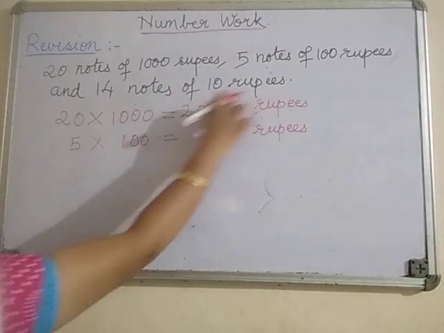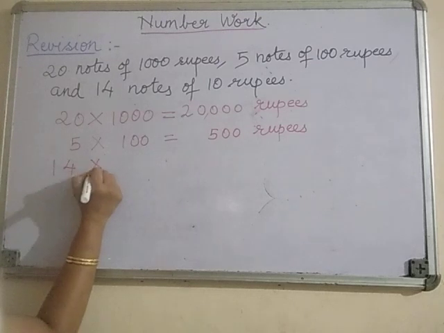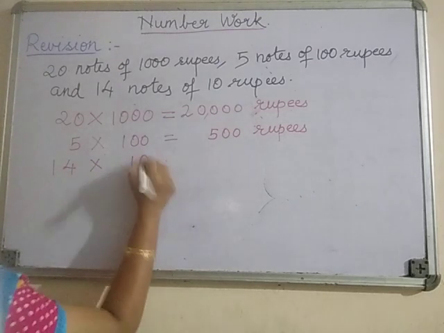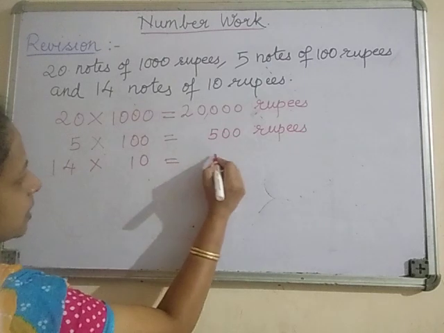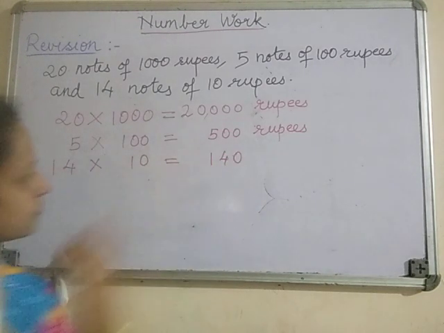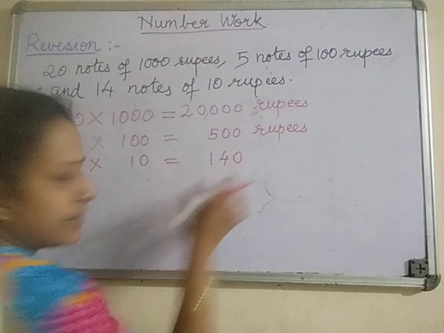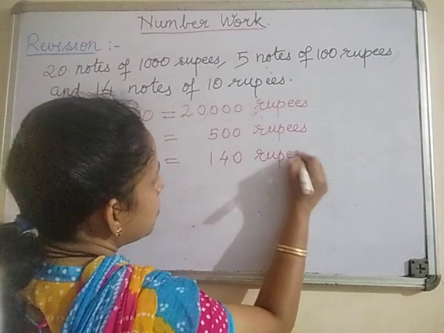Now the last one. And 14 notes of 10 rupees. So 14 notes of 10 rupees will be 14 multiplied by 10. So 14 multiplied by 10 is, ones are 14, and this one 0. Okay, so it becomes 140 rupees. 140 rupees. Now we have to count what?